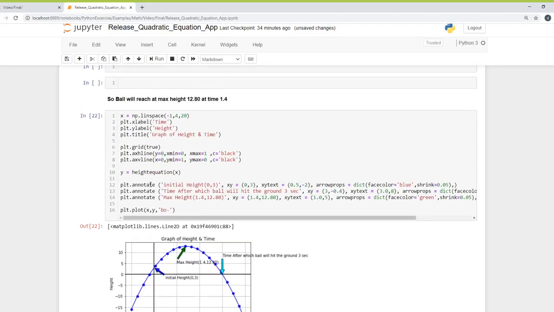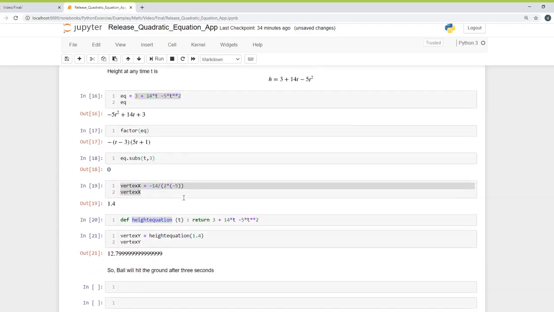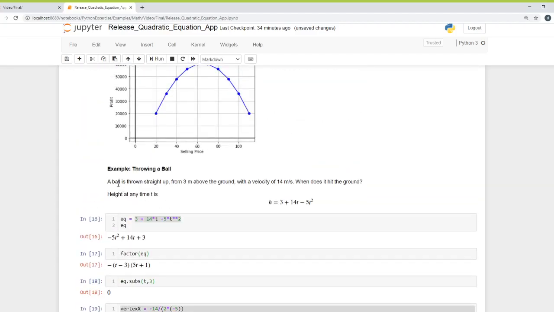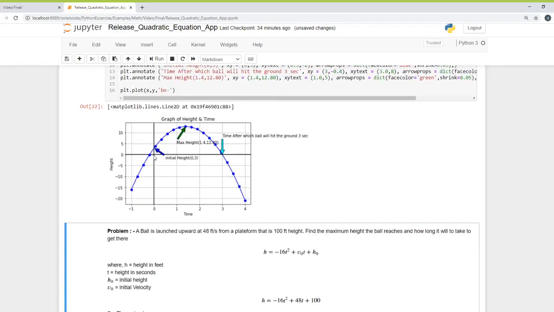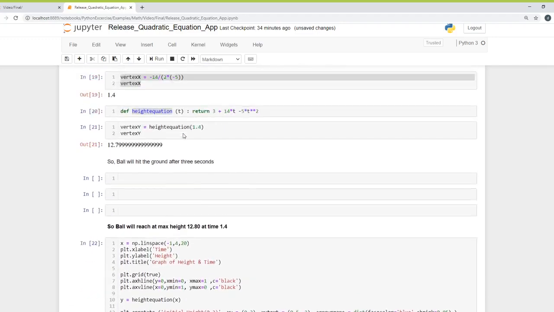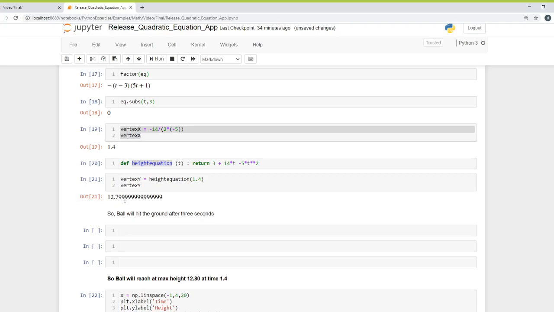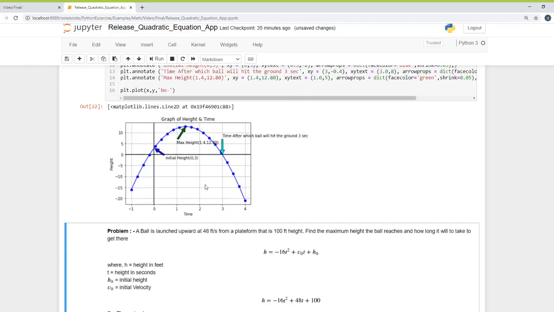I have created 3 annotations to show you the initial height, the time after which the ball will hit the ground, and the maximum height. Now again, read the problem. A ball is thrown straight up from 3 meters above the ground. So at time t equal to 0, our initial height is 3. Our maximum height at time 1.4 is 12.80. At maximum height it will reach at 1.4. Now when the time is 3 seconds, it will touch the ground, and the height is equal to 0.